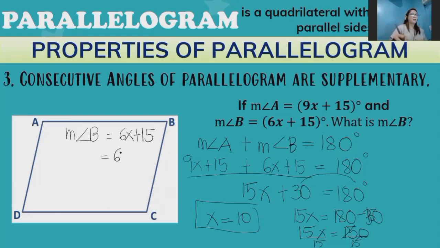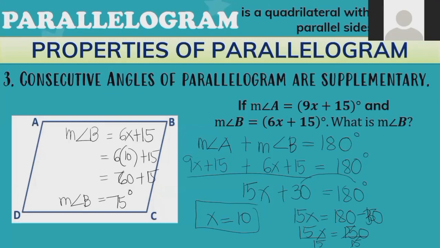So, angle B is 6x plus 15. So, therefore, replace x with 10. Therefore, we have 60 plus 15. And angle B measures 75 degrees. Okay? Andriana was correct a while ago. If angle B is 75, what is the measurement of angle A? Jeff? 105 degrees po, ma'am. Okay, 105 degrees. You can simply subtract 180 minus 75 to get angle A, or you can substitute 10 also with angle A here. Okay, and you will get 105 degrees.